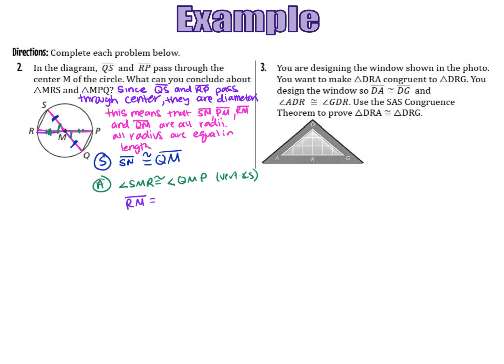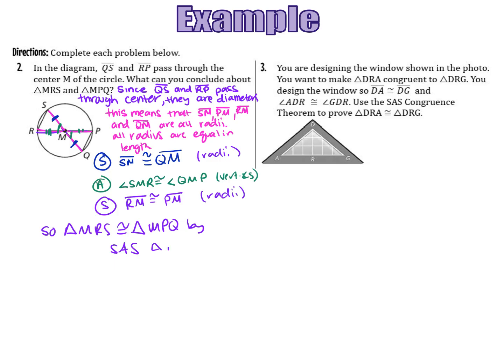And then we can say that RM is congruent to PM. Again, both of these statements are true because these are radii. That's the plural of radius. All radii have the same length. So now we can actually say that triangle MRS is congruent to triangle MPQ by the side angle side triangle congruency theorem.